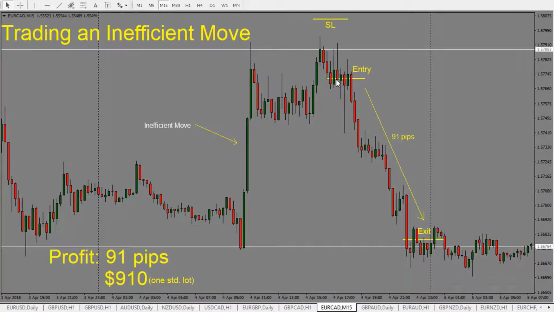So this pin bar here is a good signal for us to enter the trade, because at this point price has tested this high several times and it has failed to break the high. So after the bearish pin bar here, we enter the trade short and we stay with the trade till price reaches the base where the move started from. So we exit the trade there. From entry to exit, our profit is 91 pips or $910 if trading one standard lot.